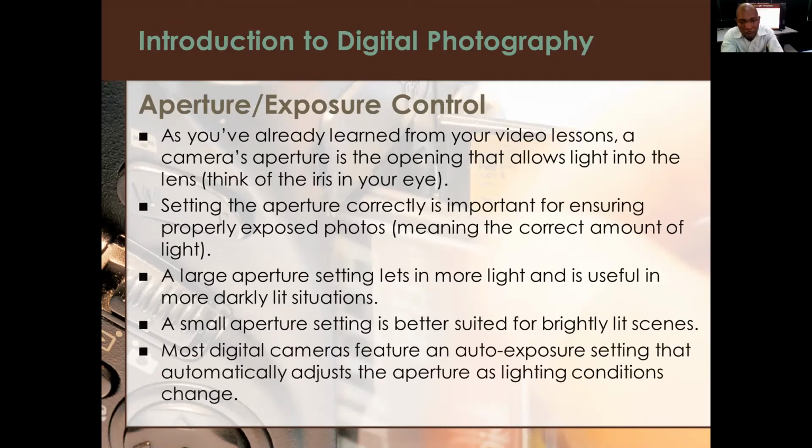Most digital cameras feature an auto exposure setting that automatically adjusts the aperture as lighting conditions change. You can see those dials up here. So they have the auto, manual, shutter speed priority, programming. So there are a lot of presets up here on a digital camera.